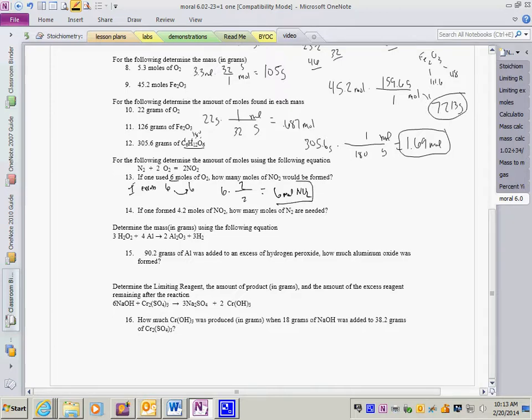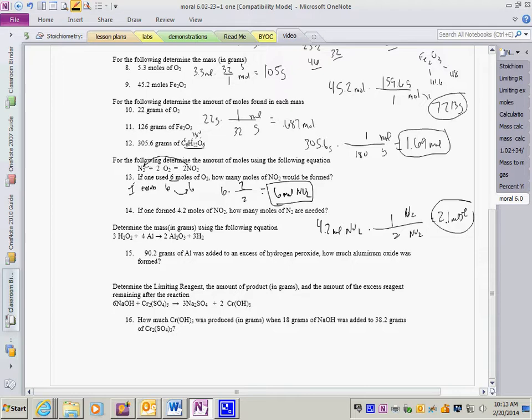That is my answer. Next one: if one formed 4.22 moles of nitrogen monoxide, how much nitrogen would be required? So I'm going to go from here to here in moles, and it's a 2-to-1 ratio. So 4.2 moles of NO2, 2-to-1 ratio to the N2, and it is going to be 2.1 moles. So there we go.